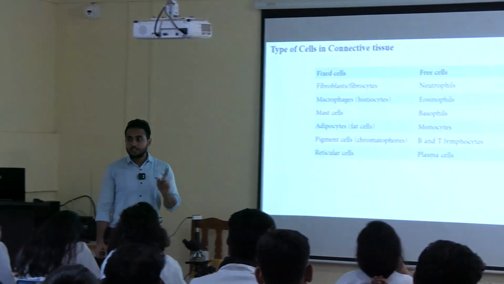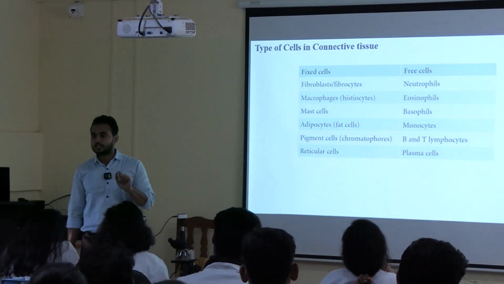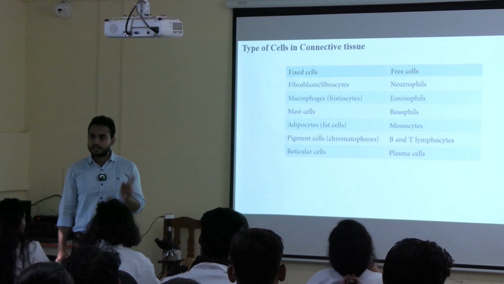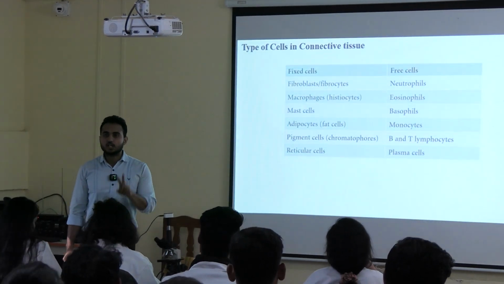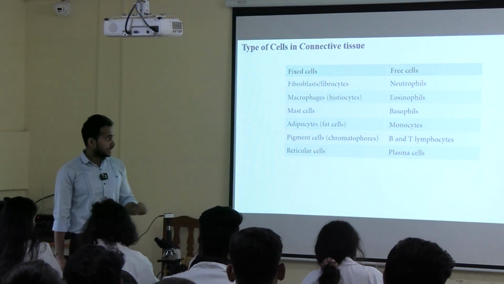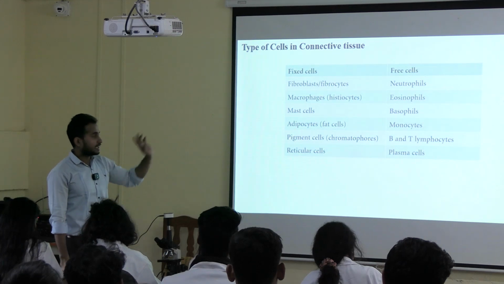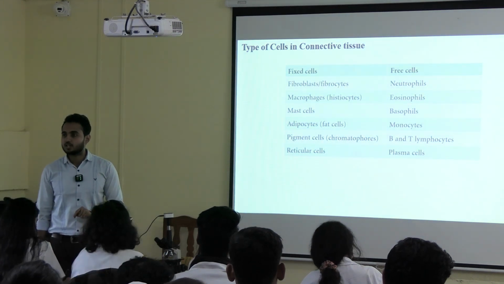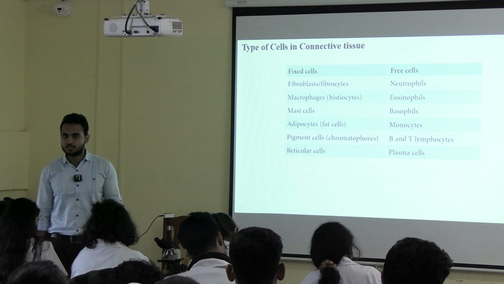Now, please keep that in mind. In connective tissue, two different types of cells are there. In connective tissue, how many types of cells are there? Two types of cells are there. What are they? First is the fixed cells and second is the free cells, also called wandering cells.